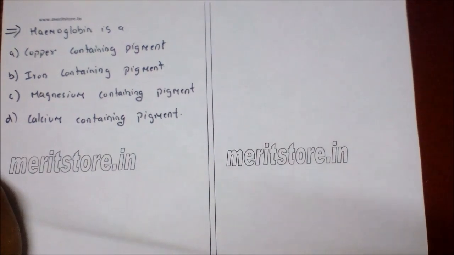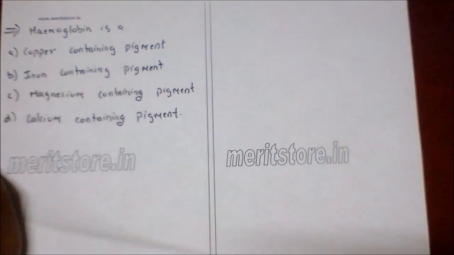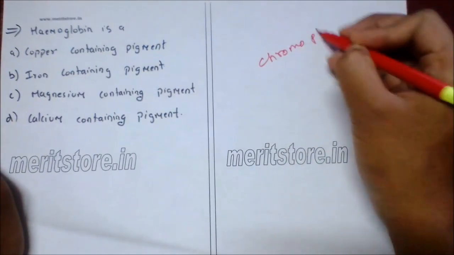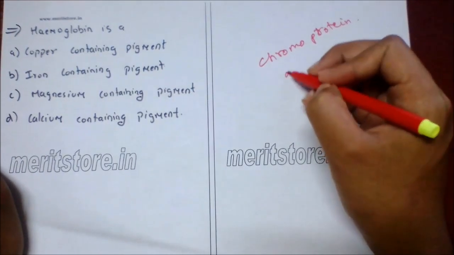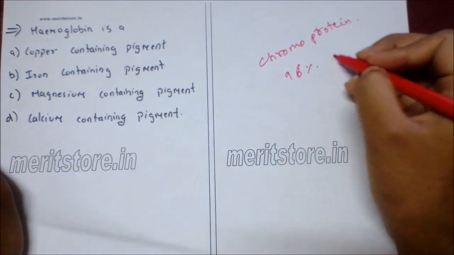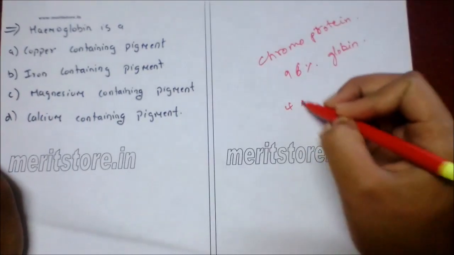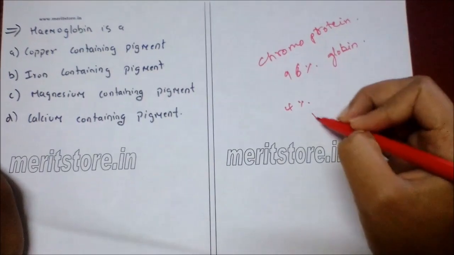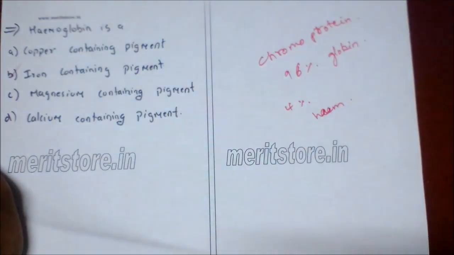Hemoglobin is A, copper containing pigment, B, iron containing pigment, C, magnesium containing pigment, D, calcium containing pigment. So hemoglobin is a chromoprotein, that is color protein, consisting of two parts. One part, which is 96%, is a specific simple protein known as globin, which is a histone protein, and the other 4% is a non-specific prosthetic group, an iron containing pigment called heme. So option B is the correct answer.